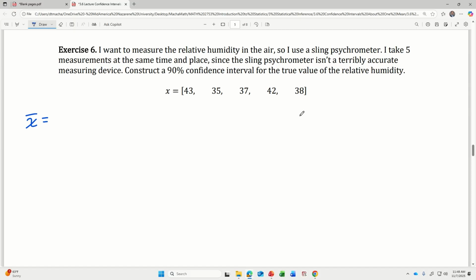Really quick. 43 plus 35 plus 37 plus 42 plus 38 divided by 5 is 39. And what was my standard deviation? It was 3.39. Okay, and then I need my standard error of the mean, and that would be the standard deviation divided by the square root of n. It was 1.517. Cool.